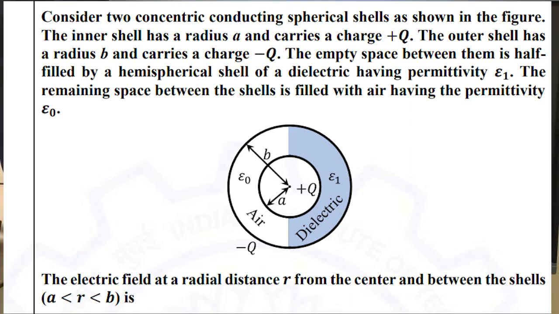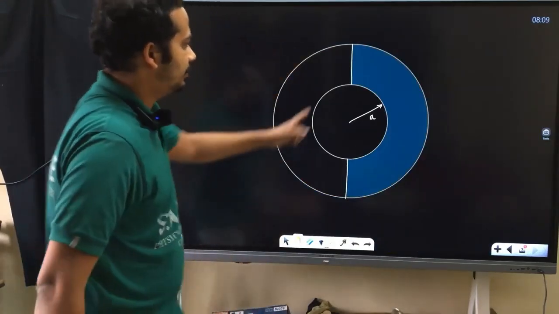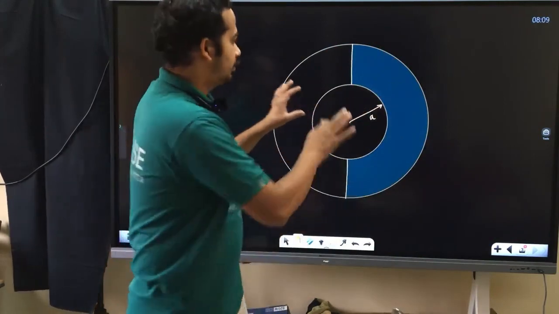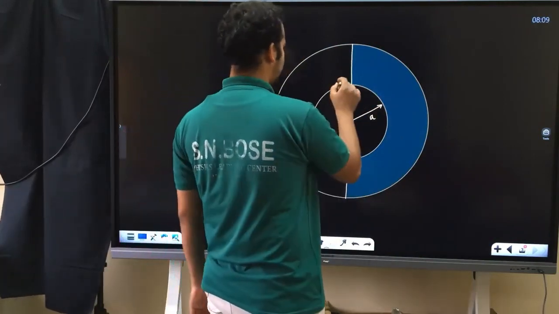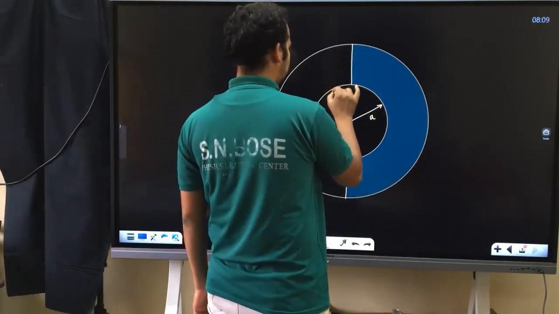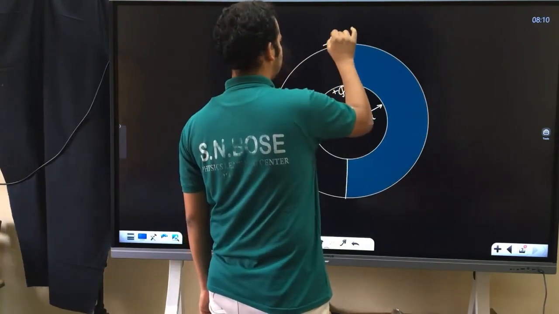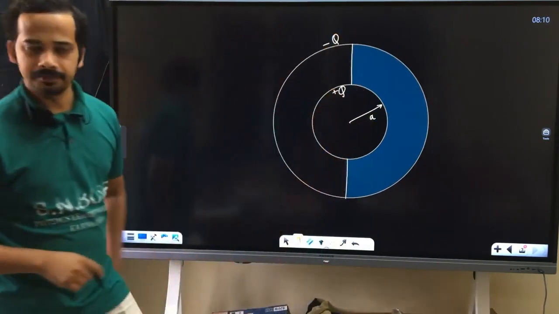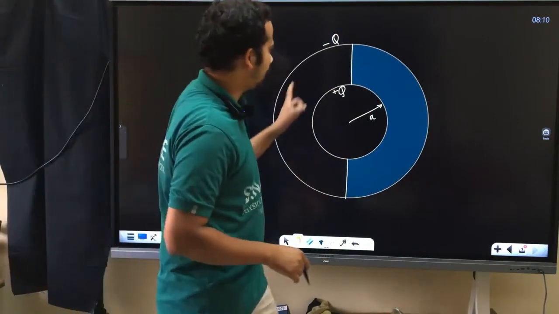Okay, so you have two concentric shells. Half of the region is filled with dielectric material. So, two concentric spherical shells. The inner one has charge plus Q. The outer one has charge minus Q. Am I right? Speak up. And this is an empty region.